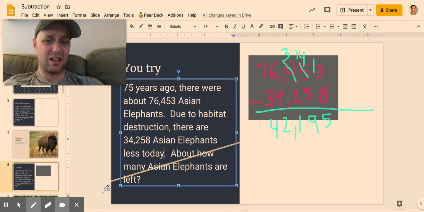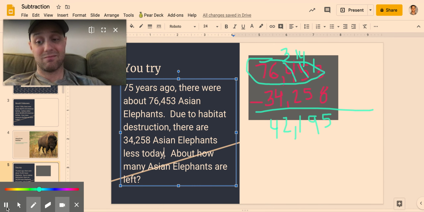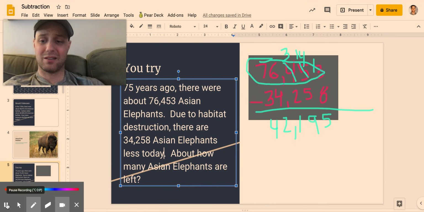42,195 Asian elephants left today when there used to be 76,000. It's a big drop in the number of Asian elephants. I wonder if it'll increase now that people are staying more at home, or if it won't. I don't know.